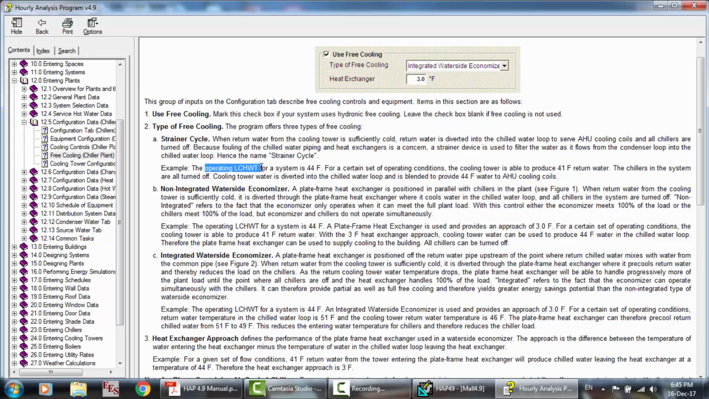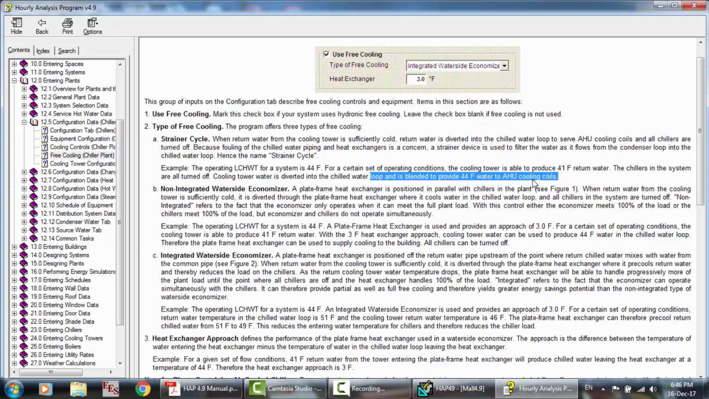So the operating LCHWT for a system is 44 Fahrenheit. For a certain set of operating conditions, the cooling tower is able to produce 41 Fahrenheit return water. The chillers in the system are all turned off. Cooling tower water is diverted into the chilled water loop and is blended to provide 44 Fahrenheit water to air handling unit cooling coils.